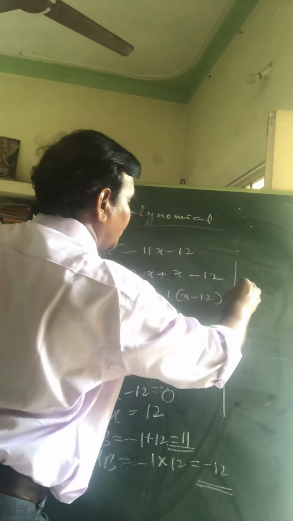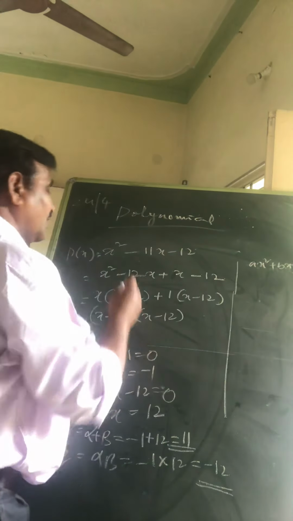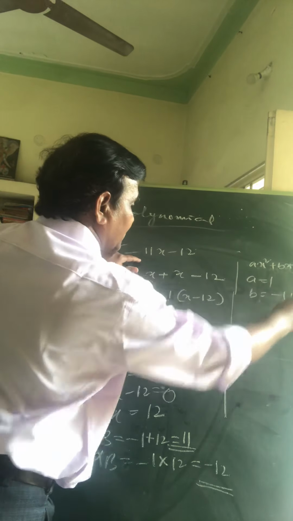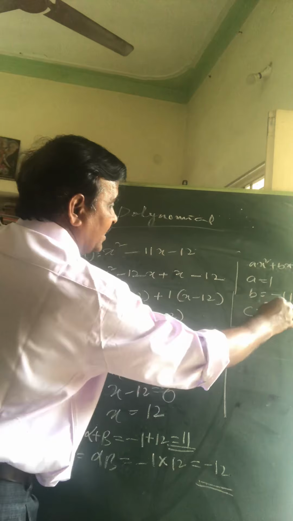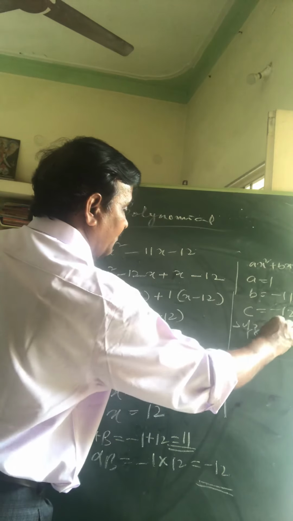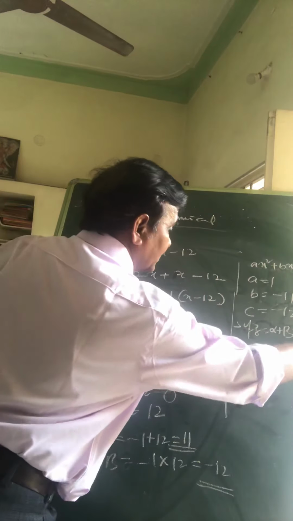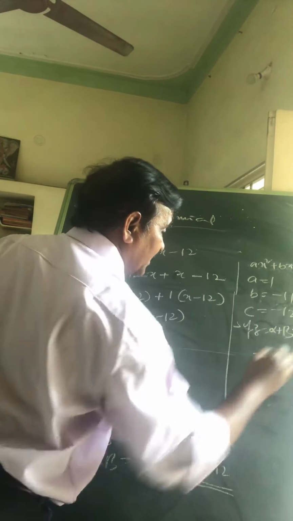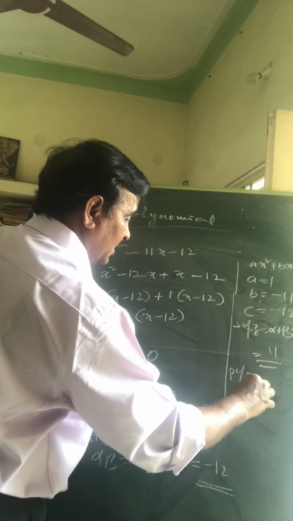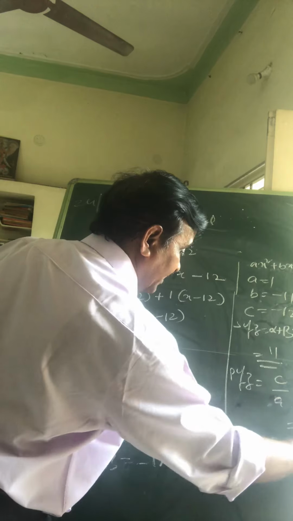This we have to write in the form of ax square plus bx plus c. That means in the place of a, what is there here? 1. In the place of b, what is there? Minus 11. And in the place of c is minus 12. Now, sum of zeros, that is alpha plus beta, is equal to minus b by a, minus of minus 11 by 1, which is 11. Product of zeros is equal to c by a, that is minus 12 by 1, which is equal to minus 12.